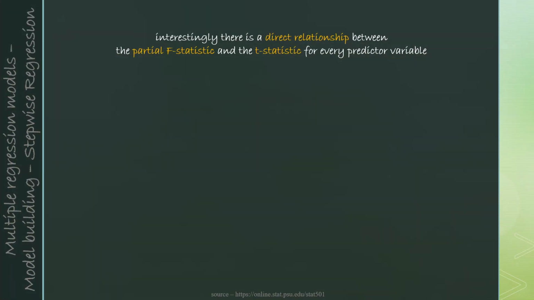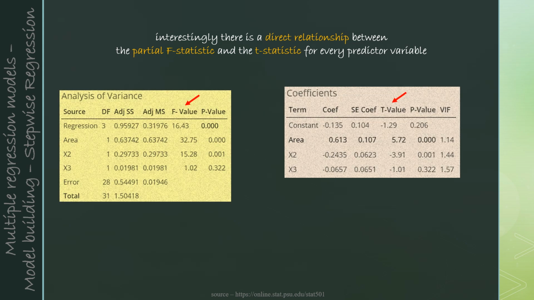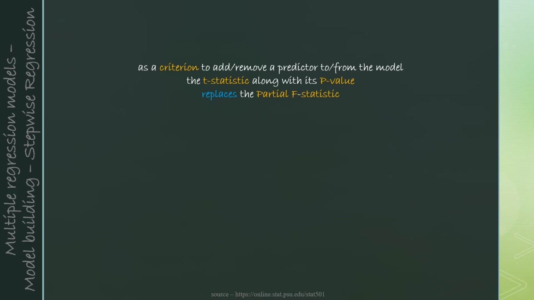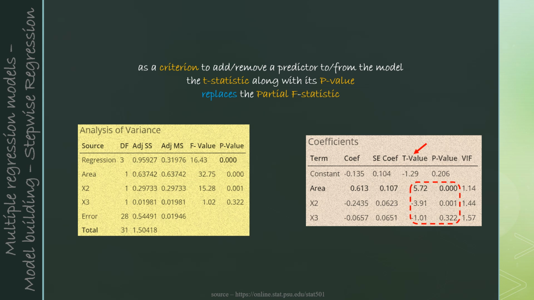Interestingly, there is a direct relationship between the partial F statistic and the t statistic for every predictor variable. Partial F statistic equals t statistic squared. For example, for the infarcted area, the partial F statistic, which is 32.75, equals the t statistic squared, which is 5.72 squared. And so is the case for x2 and x3 as well. Therefore, as a criterion to add or remove a predictor to or from the model, the t statistic along with its p-value replaces the partial F statistic.